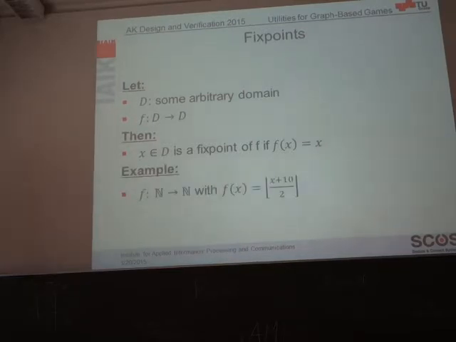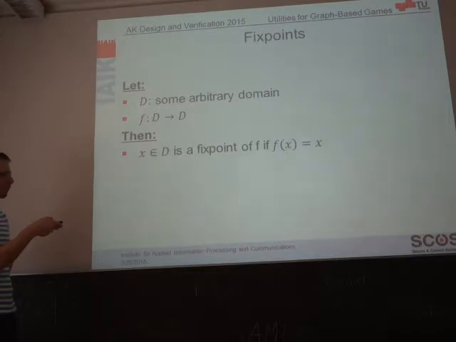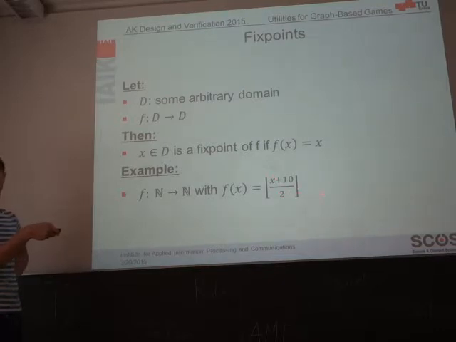Here is an example. Let's say our domain is just a set of natural numbers, and our function f is defined in the following way. It takes the argument x, adds 10, divides by 2, and then rounds down to the next integer number. Now, question to you. Find a fixed point for this function. 10. Let's see. 10 plus 10 is 20, divided by 2 is 10, rounded down is 10 again, so f of 10 is 10, so 10 is a fixed point, yes.